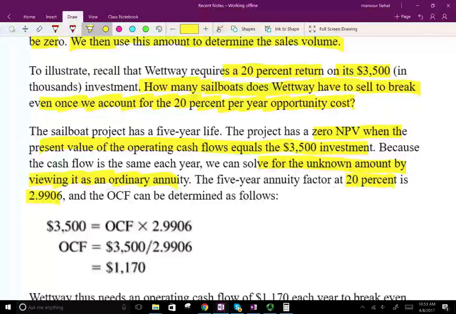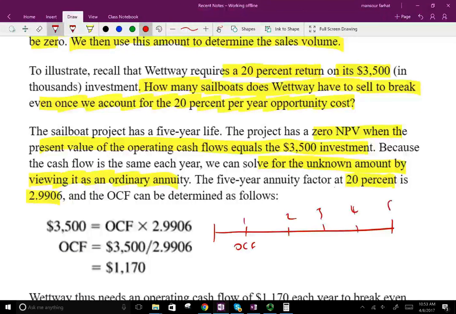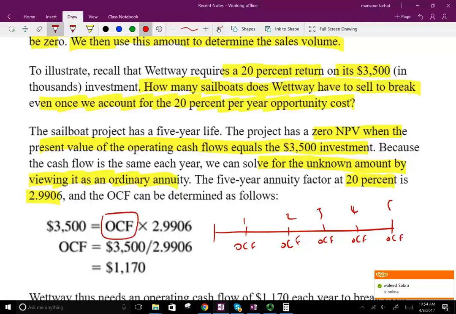So basically what we're doing is looking for the operating cash flow. We're looking at the operating cash flow in years 1, 2, 3, 4, and 5. So what's the operating cash flow each year? Again, it's an annuity. So operating cash flow times the annuity factor, period equal to 5, interest rate equal to 20%, that's 2.9906. Then we can solve for OCF.